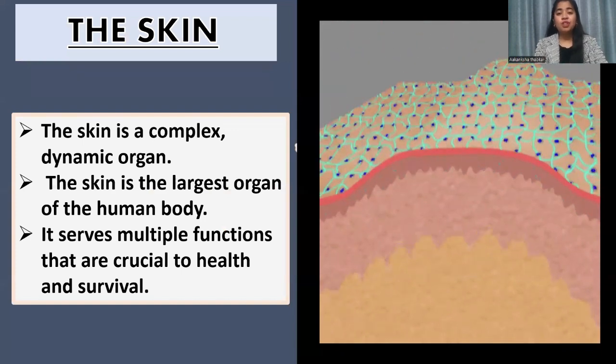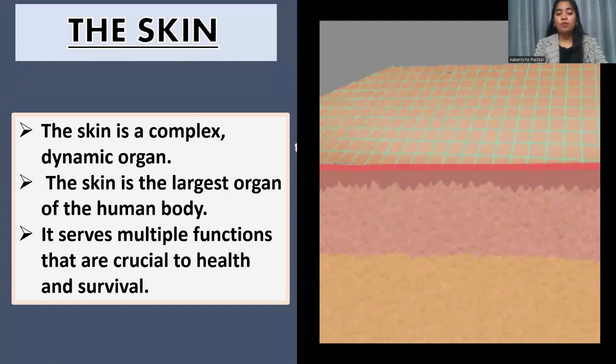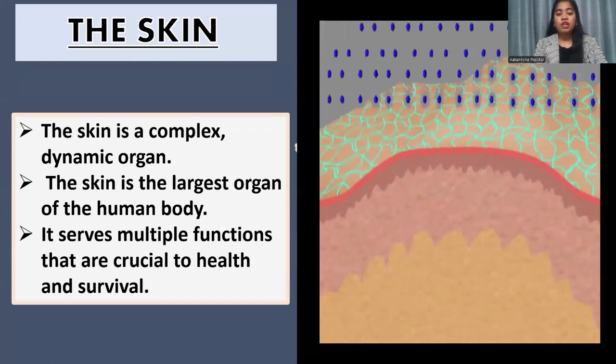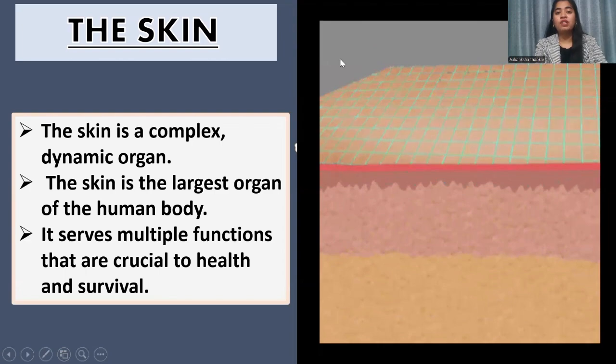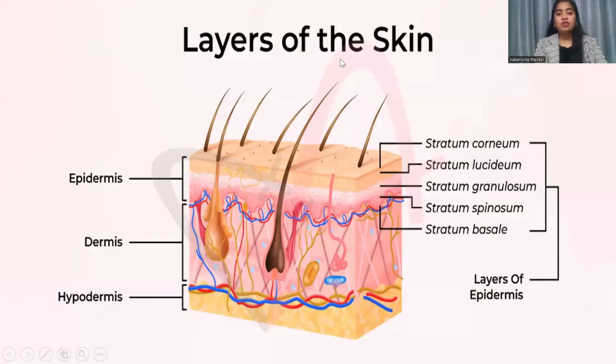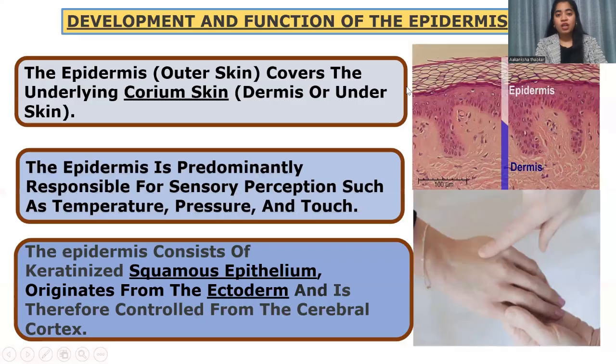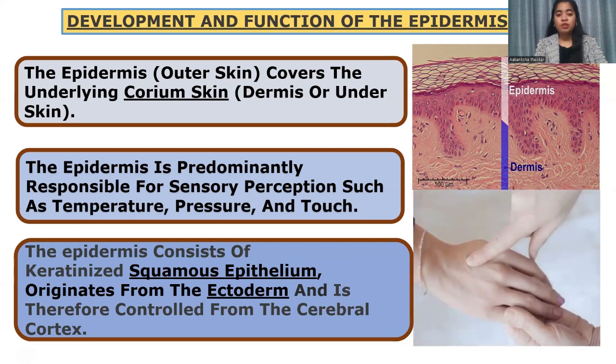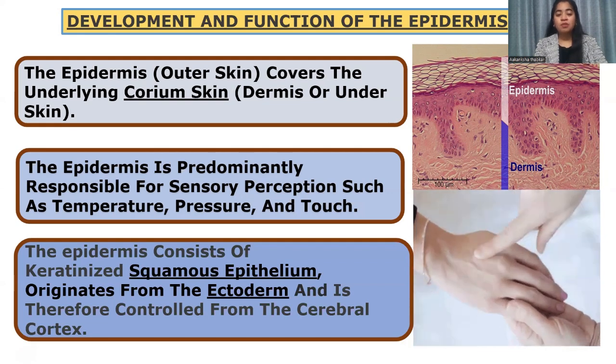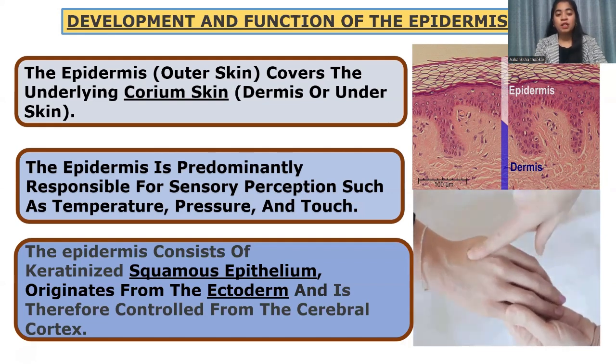Starting with the skin, as we know, skin is the largest organ of our body. It serves multiple functions that are crucial to the health and survival of the living organism. Skin consists of three layers: epidermis, dermis, and hypodermis. And in psoriasis and psoriatic arthritis, the epidermal layer of the skin gets affected. The epidermis is predominantly responsible for sensory perception such as temperature, pressure, and touch. The epidermis consists of keratinized squamous epithelium which originates from the ectoderm and is controlled by the cerebral cortex.